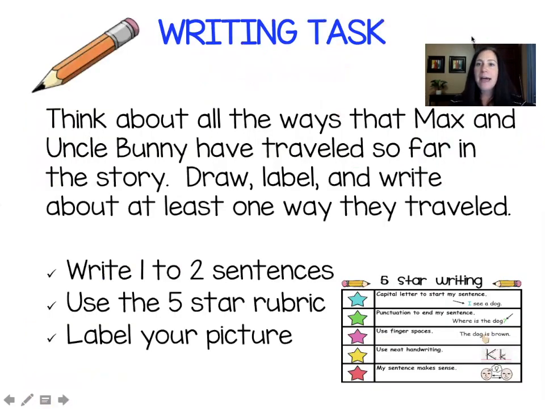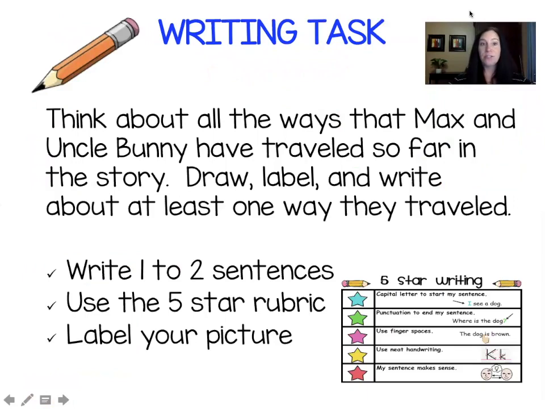Today, thinking back, I have a writing task for you to do, and I want you to think about all the ways that Max and Uncle Bunny have traveled so far in the story. We just reviewed them on our concept map. I want you to draw, label, and write about at least one way that they traveled. Remember to write 1 or 2 good sentences using our 5-star rubric and label your picture.